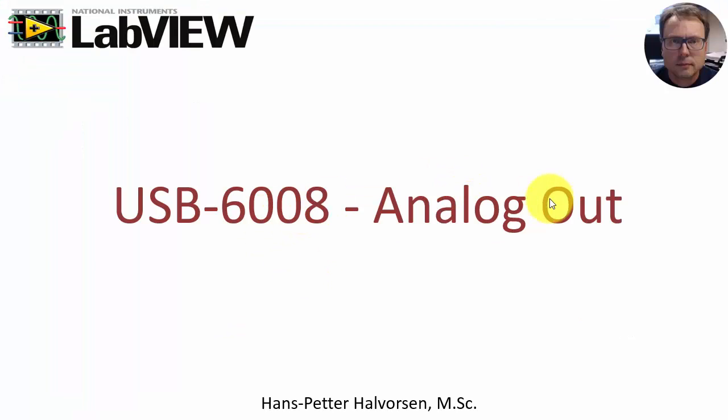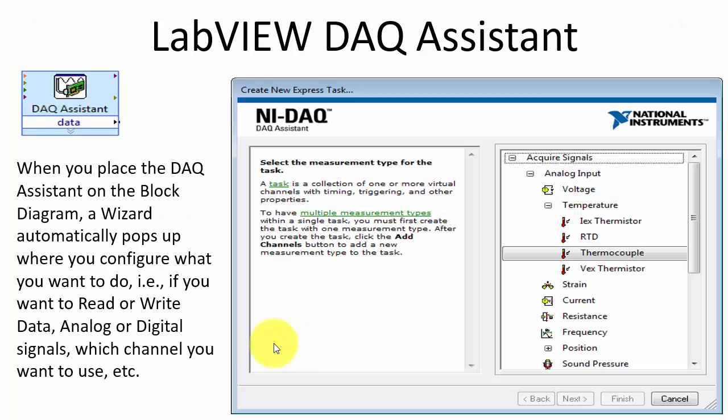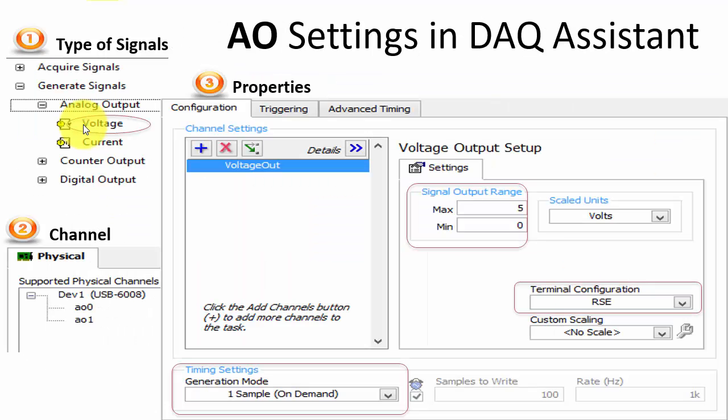Next we want to use one of the analog output channels of the USB-6008. So we use the LabVIEW DAQ assistant as in the previous example. In this case, instead of acquire signals, we need to select generate signals, and then select voltage, and then next select the channel. Since you have only 2 output channels, you need to select either analog output 0 or analog output 1. And then next you need to select one sample on demand, and the range is typically between 0 and 5 voltage.